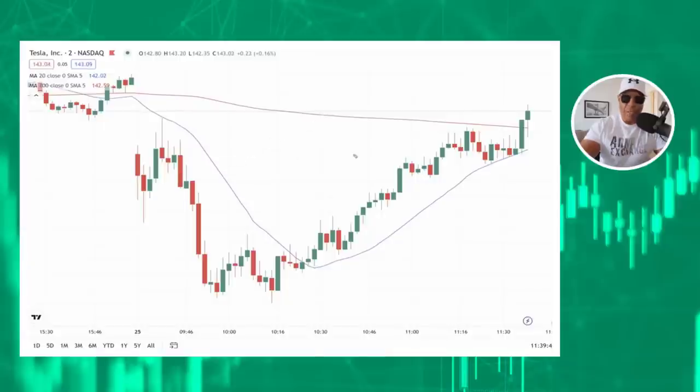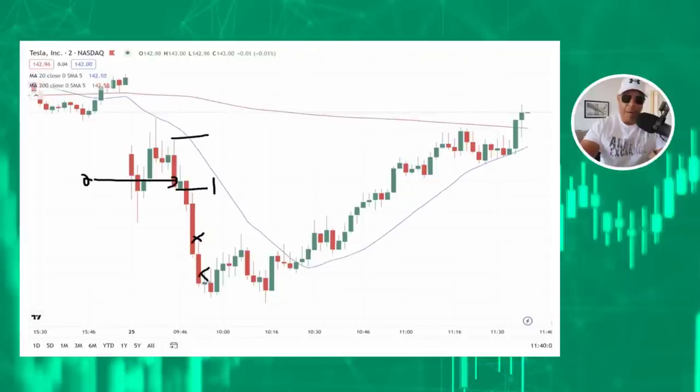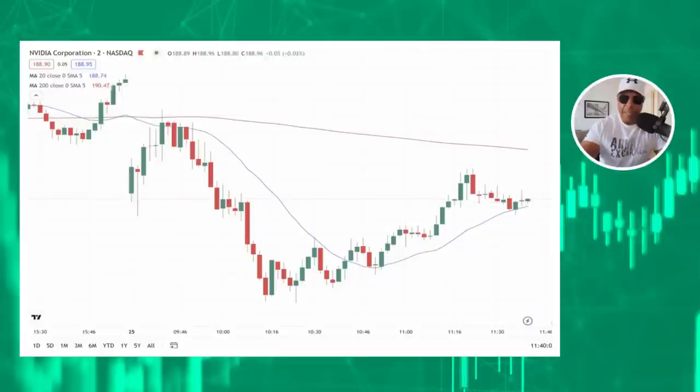There's your add. So you can add here. You'd be diving into the Tesla clearing elephant bar here. Two lots, stop. Add on the first color change, one lot. All right. Profit taking bar, profit taking bar. Good, good, good.